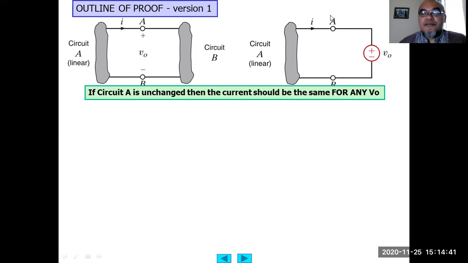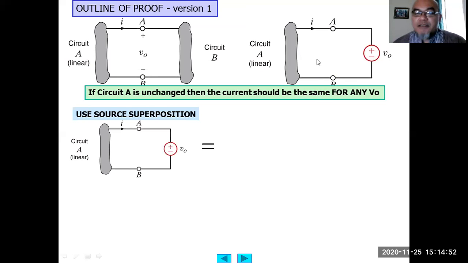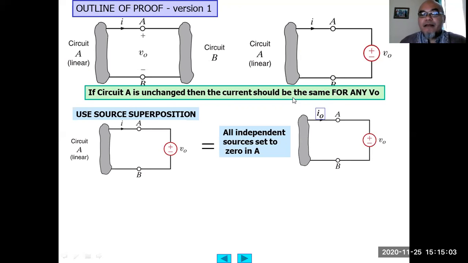If there is no change inside the circuit A, the supplied current I should always be the same. So by using source superposition, remember the superposition theorem that we had discussed last week, what is the current I? First, we set all independent sources in A to 0. Independent sources here means the voltage source is short-circuited and the current source is open-circuited.